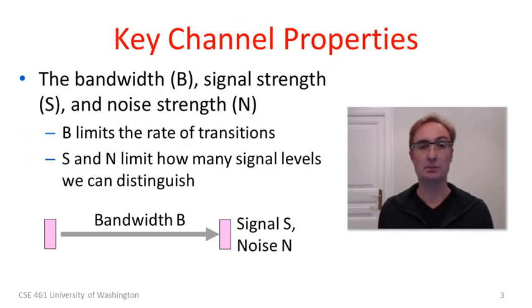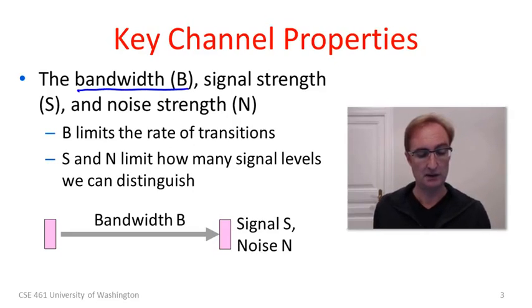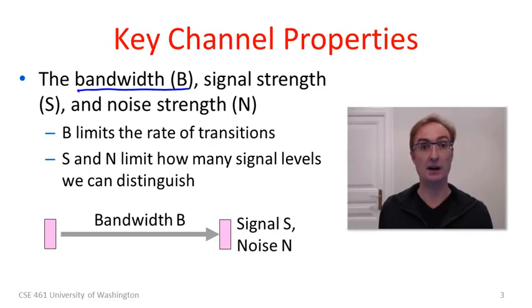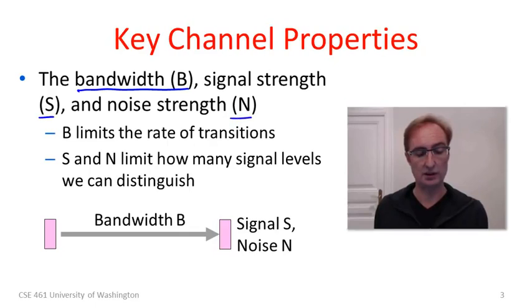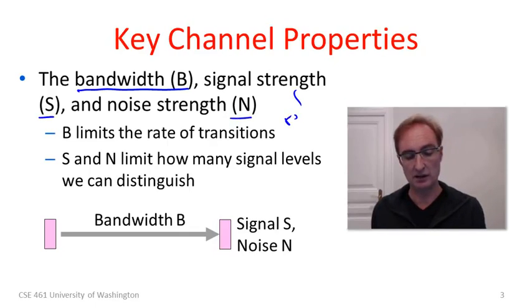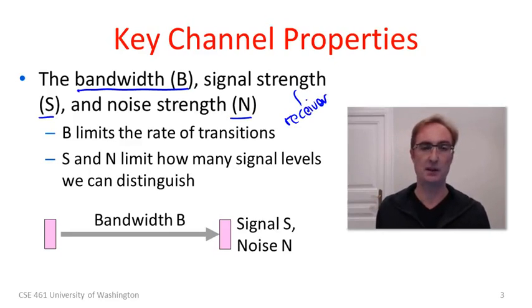These different results are expressed in terms of the key properties of channels which we might care about. The properties that are used are the bandwidth, B. That's important because the amount of bandwidth limits how quickly the signal can make transitions up and down and hence convey information. And the signal strength, S, and the noise strength, N. These are as measured at the receiver, how strong a signal they receive at the receiver. As you might imagine, the relative strength of the signal compared to the noise limits how many different signaling levels we can distinguish. More signaling levels will let us send more information.